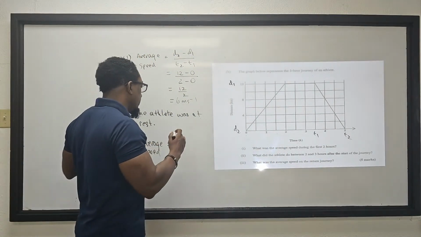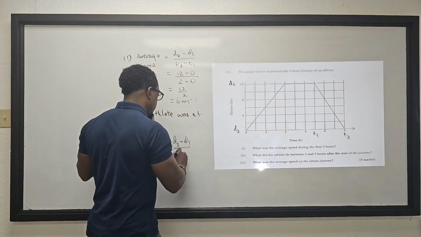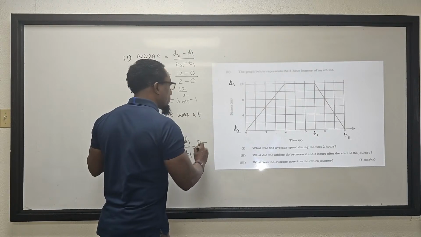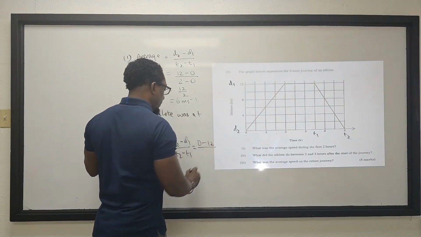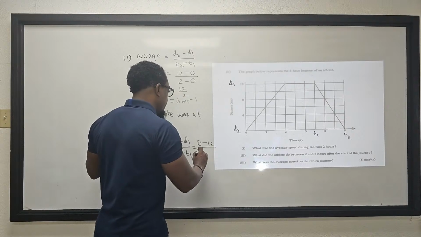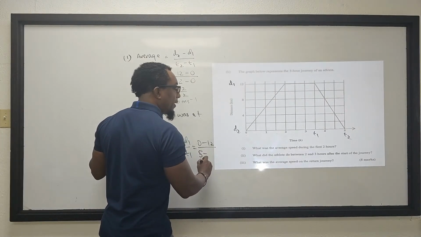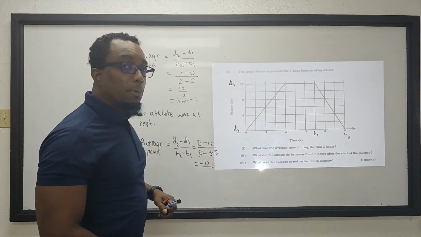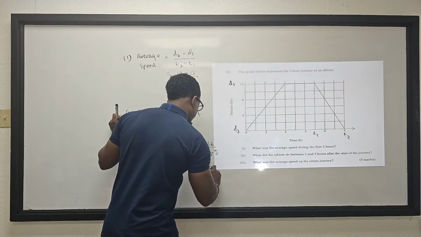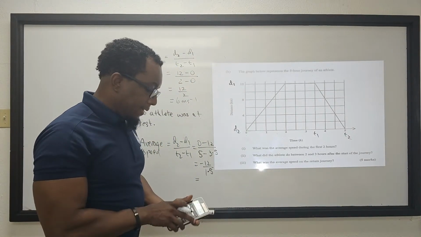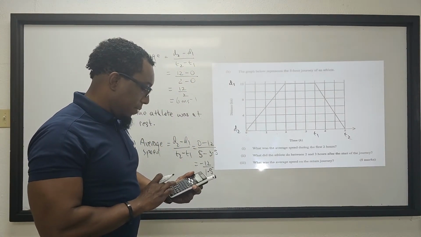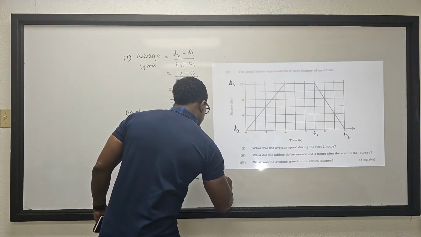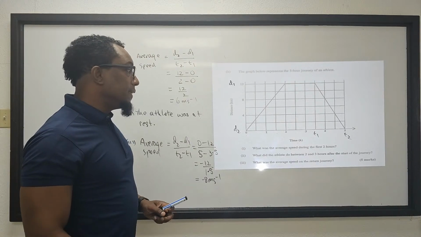So let's work it out. This is D2 minus D1 over T2 minus T1. D1 is 0. Subtract D1, which is 12. Over T2, which is 5, subtract T1, which is 3.5. So we get negative 12 all over 1.5. And negative 12 divided by 1.5 will give us negative 8 meters per second. Right? Because remember the unit of speed is meters per second.